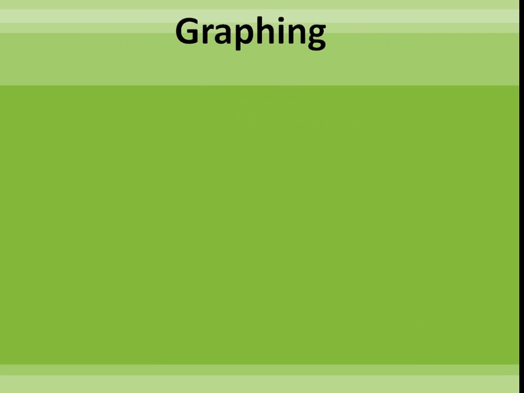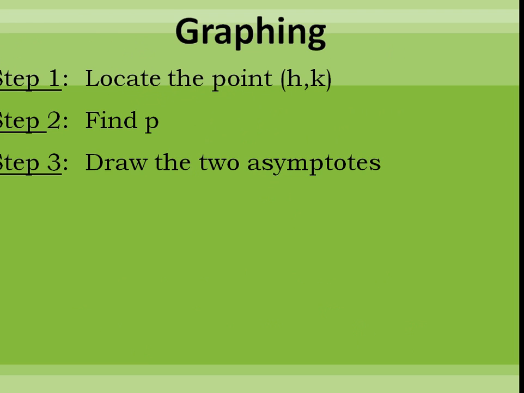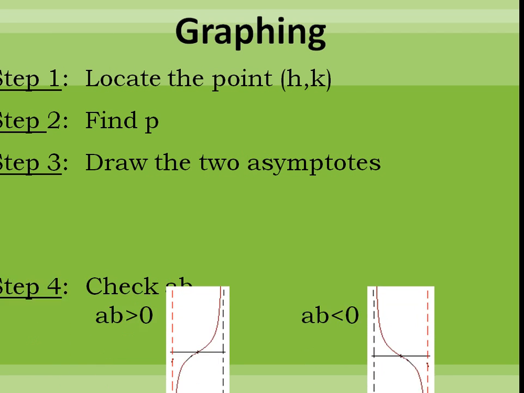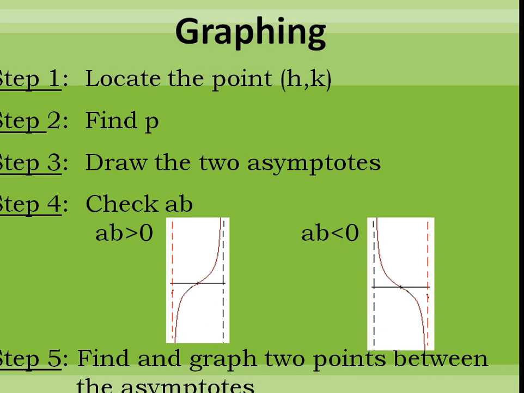So, what are the steps for graphing? Well, the first thing I want you to do is locate the point h, k. Then find your period. Draw the two asymptotes. Now, these are going to be dashed lines. Now, let's look if the a times b value is going to be greater than 0, or if the a times b value is going to be less than 0. If it is greater than 0, your function will be increasing over that period. If it's less than 0, it's going to be decreasing over that period. And the last step is to find and graph 2 points between the asymptotes.